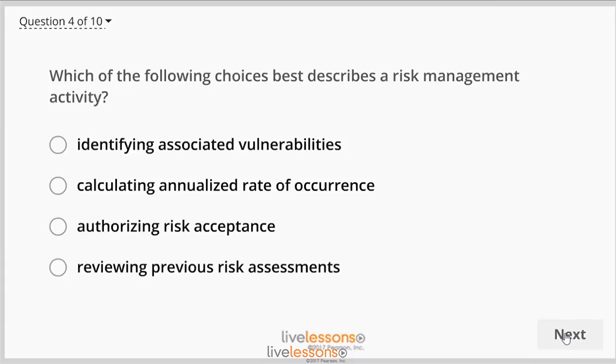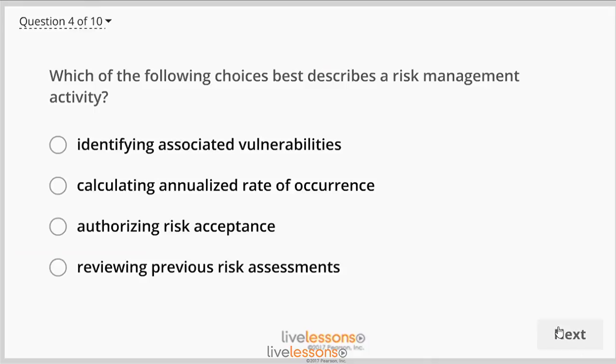Which of the following choices best describes a risk management activity? Now here's an interesting one, because as you read through your choices, you're saying, well, all of these are kind of risk management. Identifying associated vulnerabilities, calculating annualized rate of occurrence, authorizing risk assessment, reviewing previous risk assessments. And you might say, hey, those are all kind of part of my risk management program.